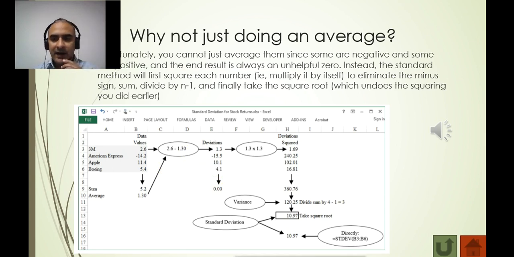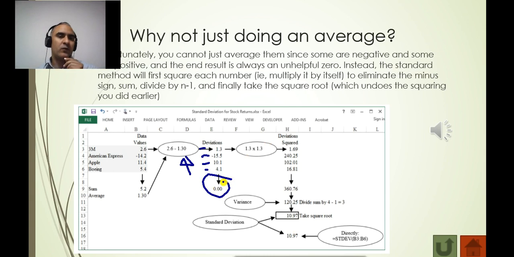So, these are the deviations for each one of the numbers. It means how far away is each number from the average. Okay? The average is 1.3. But what happens if I add them all? Why not just add them and then that's it? Then I get to know how much that is, because it's going to give me 0.